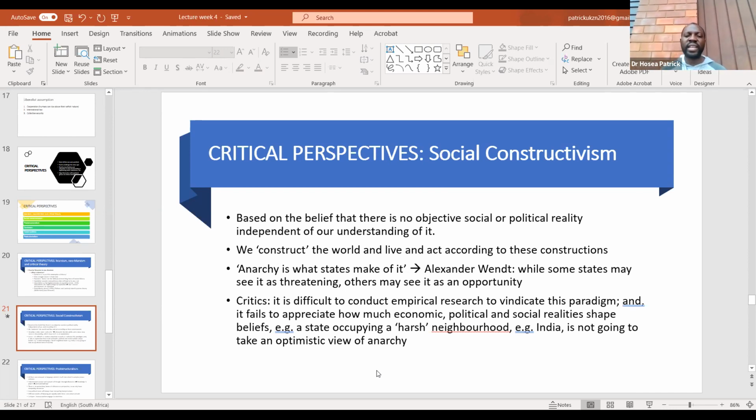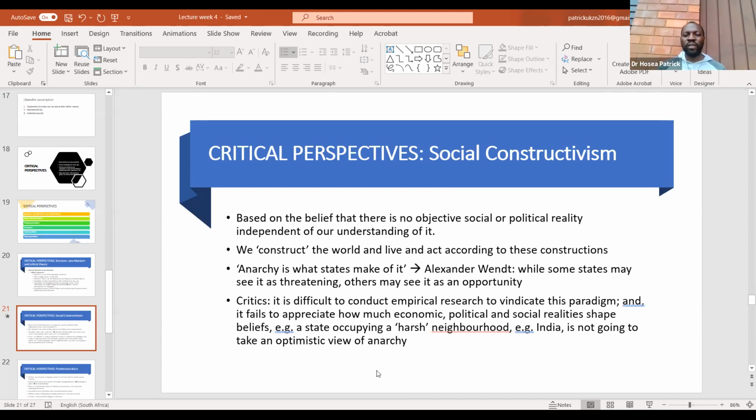And then in this space, the critique of this theory is that it is difficult to conduct empirical research to validate any particular thing, because everything is relative. So it's very difficult for you to conduct empirical research on that, because you cannot come up with objective reality. We cannot come up with objective truth, right? And even in the international system too, because we are relating with different states, with different people, it's very difficult for us to come up with an objective view of what anarchy is, or an objective view of what the law is.